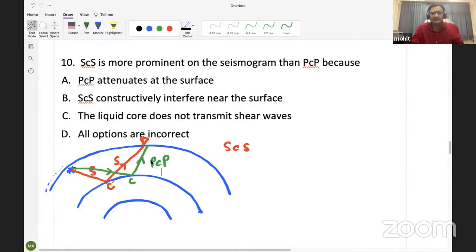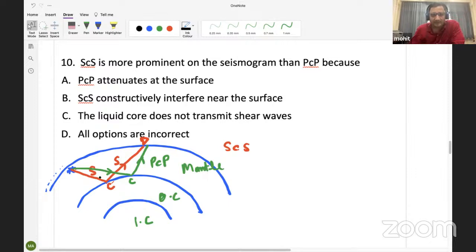Now the question says SCS is more prominent on the seismogram than PCP. Yes, this is true, because of what happens at the outer core. This is your outer core, this is your inner core, and this is your mantle. We know the outer core is liquid, or fluidic, in nature. So we know the shear waves cannot travel through a liquid medium, because it does not have any shear modulus.